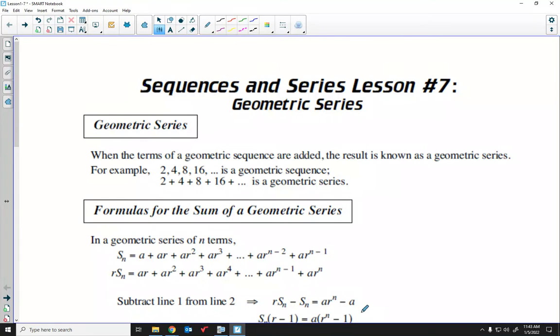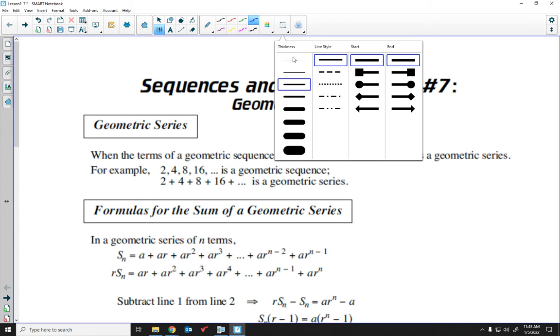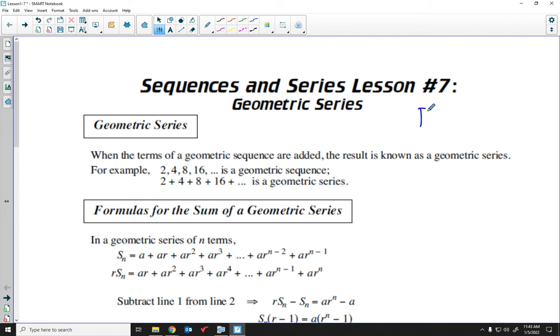Hello again, Math 20-1s. In today's lesson, we're going to talk about geometric series, and you can find this lesson on page 63 of your Math 20-1 workbooklet.